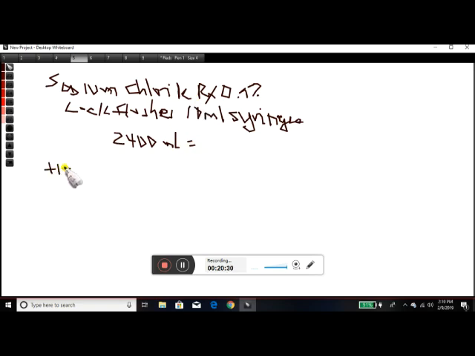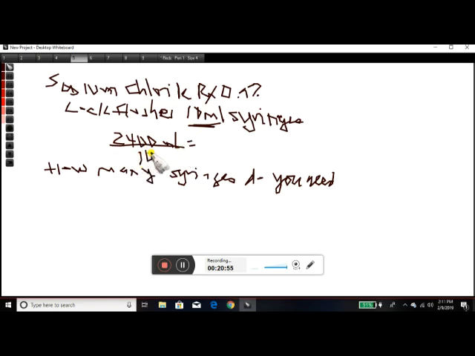So how many of those syringes do you need? Well, if they come in 10 ml syringes, we're going to just divide this by 10 ml, and basically the 10 cancels out. 240 divided by 1 is 240 syringes. And that's going to be your answer. So how many syringes do you need to fill that prescription? It's going to be 240.